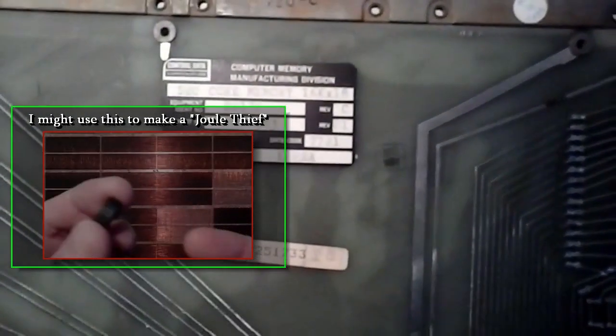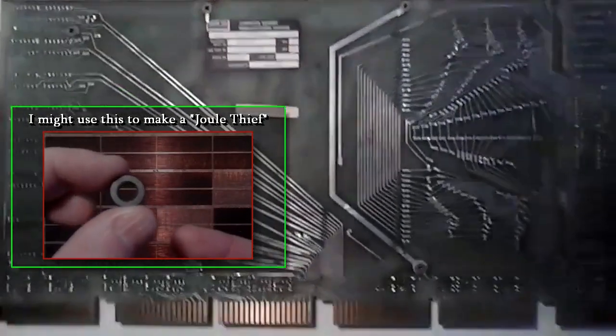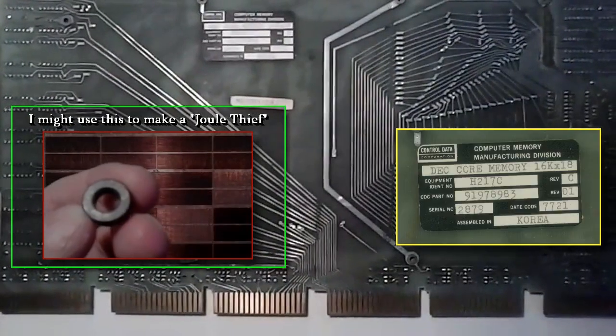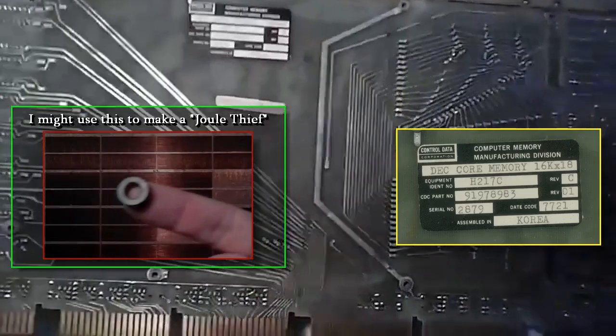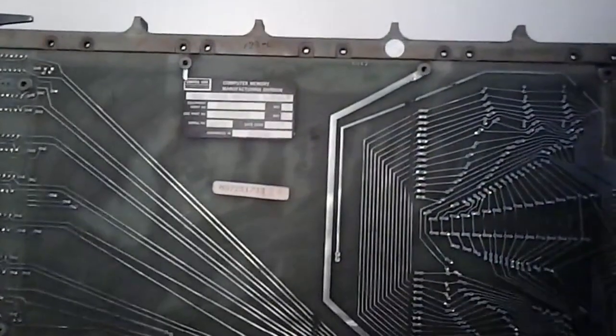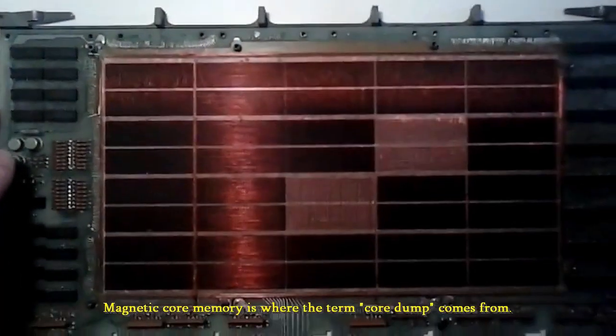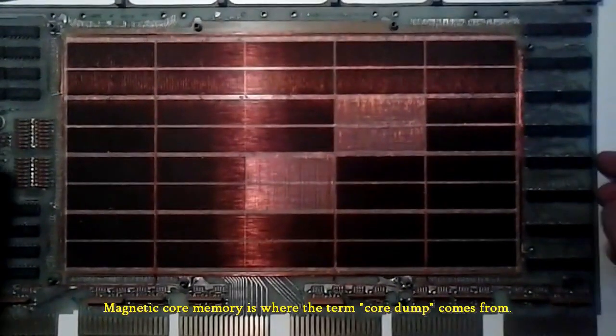But here's a much bigger magnetic toroid that probably is similar. This was made in 1977 and came out of a PDP-11 minicomputer. Unix and C were originally developed on PDP minicomputers. In the case of C, it was a PDP-11. This board is 16K by 18 bits.